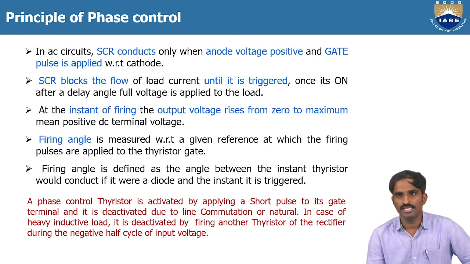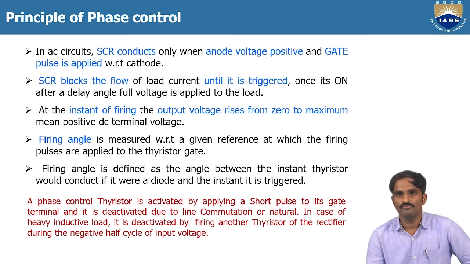Without giving the gate pulse, or without giving the triggering pulse, the thyristor blocks the flow of load current, because it is still not in conduction mode, since we didn't trigger the gate. So once we trigger the gate pulse, the thyristor will start conducting, and then the load current will flow.